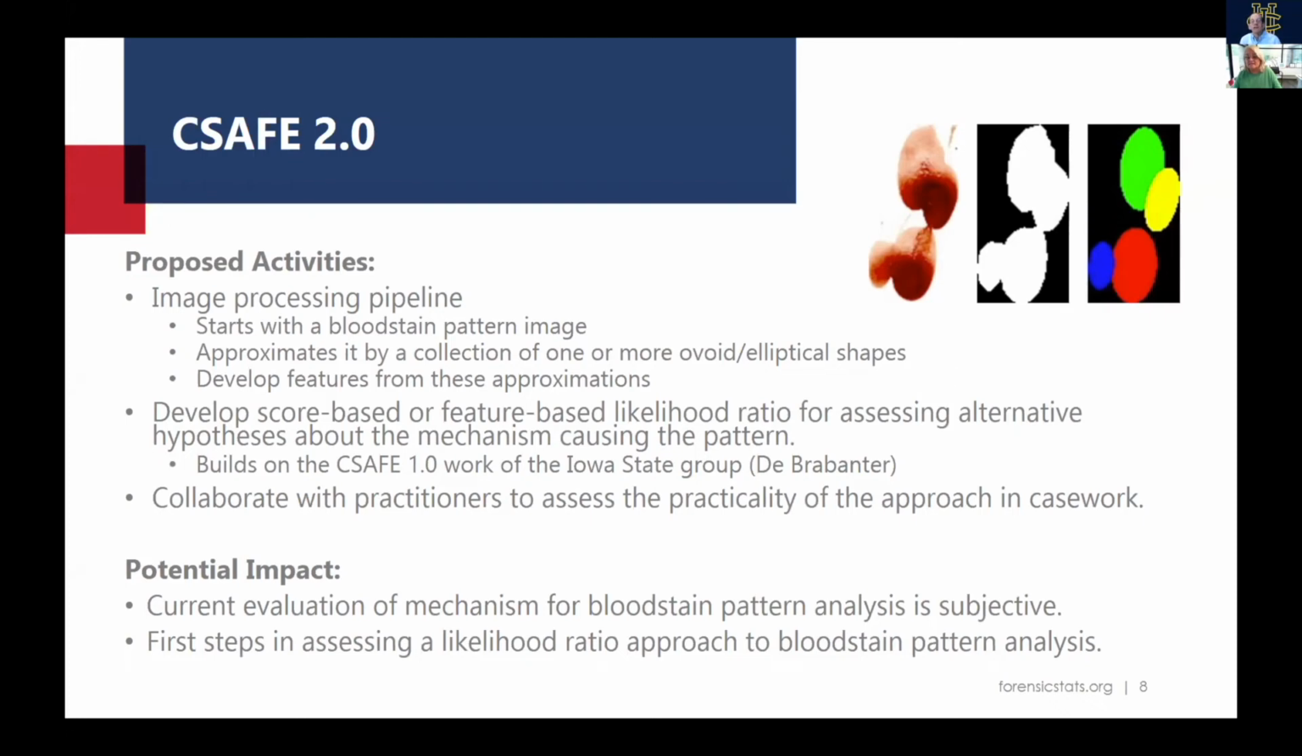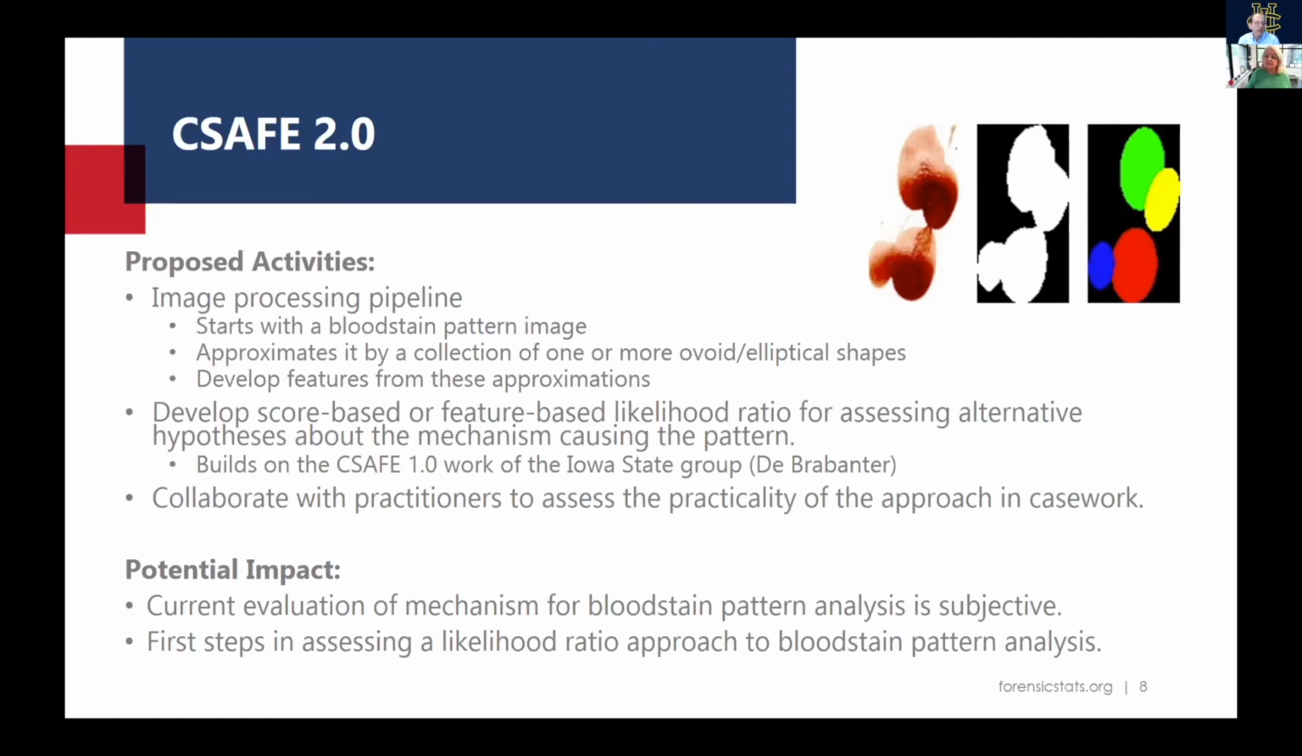So this is closely related to the work that was done in the Iowa State group. And then the goal is to use those features to do either classification work, which is the approach the Iowa State folks did in the first part of CSAFE, or try to move in a direction that looks a little bit more like the likelihood ratio based on the features that we might define.